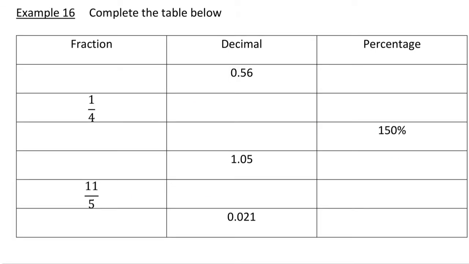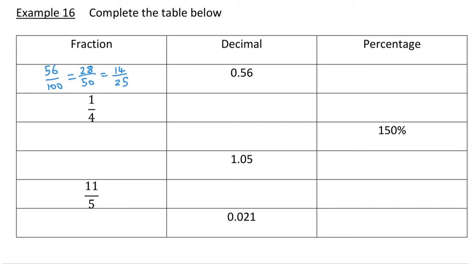So example 16, we're going to use some of those techniques. To get from a decimal to a fraction, so we've got 0.56. The place value headings there, the 5 would be a tenth and the 6 would be a hundredth. So 0.56 is going to be 56 over 100. And we can simplify that. We can divide top and bottom by 2 first of all to get 28 over 50.